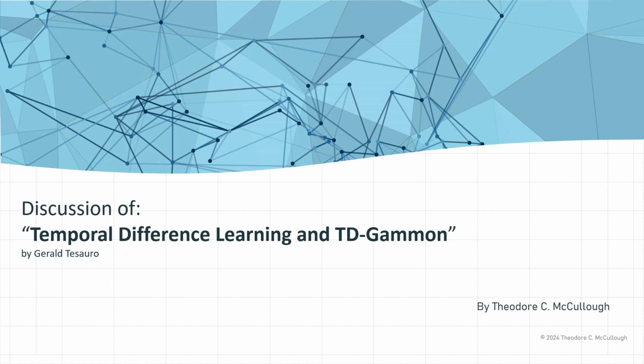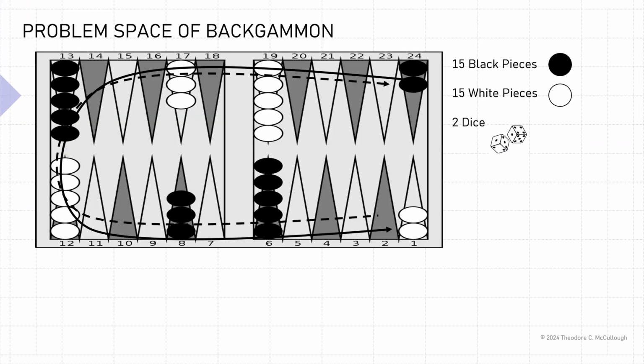Hi folks, today we're going to discuss the article entitled Temporal Difference Learning in TD-Gammon by Gerald Tesauro. This is an article written in March of 1995 and has been cited over 2,900 times. To understand this article, it's first necessary to understand the problem space of backgammon.